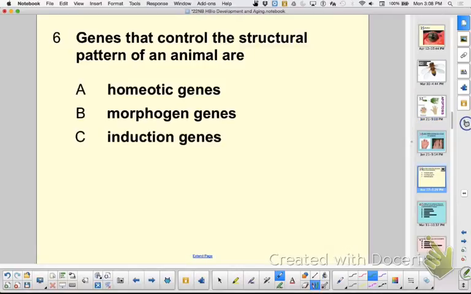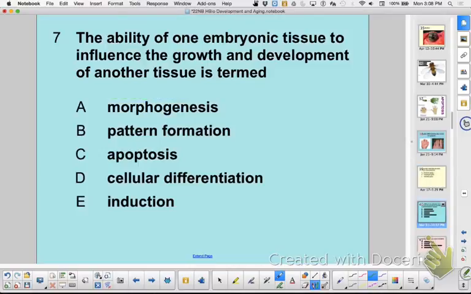Because we're running out of time, let's just buzz through these. Genes that control the structure pattern of an animal are called what? Homeotic genes. Those are the genes. Number 2, the ability of one embryonic tissue to influence another tissue. What is that called? Induction. I'm influencing you. This word morphogenesis means what comes as a result of your influence: my organs developing. Pattern formation might come as a result of that influence. Apoptosis might come as a result, cellular death. Cellular differentiation is as I specialize. But the process of this tissue influencing another, like tissue peer pressure, that is induction.